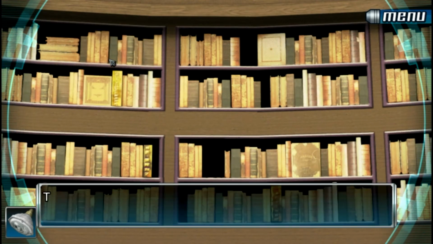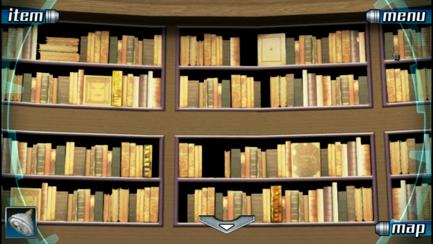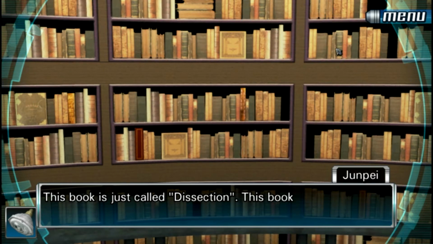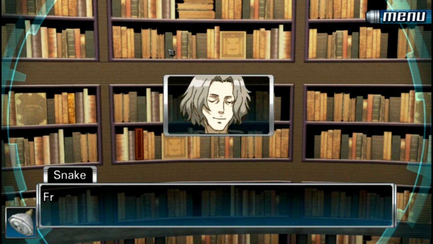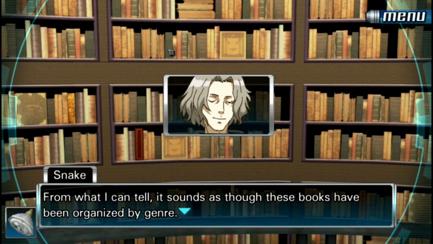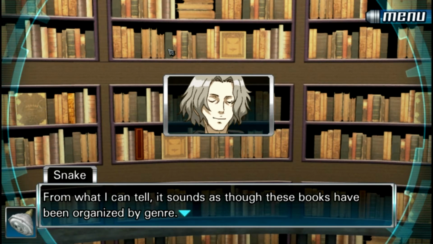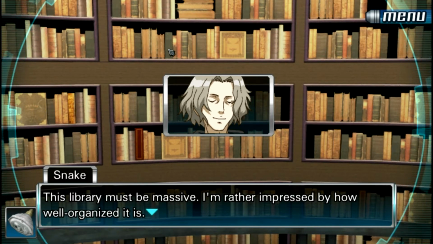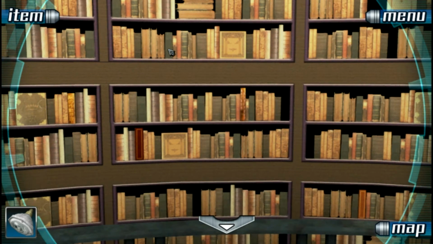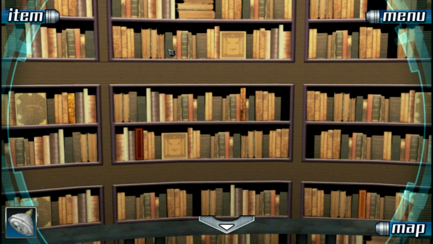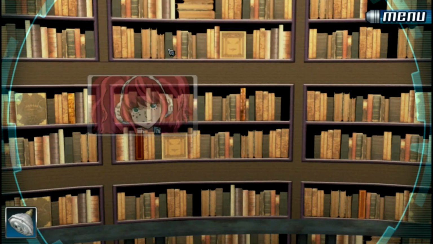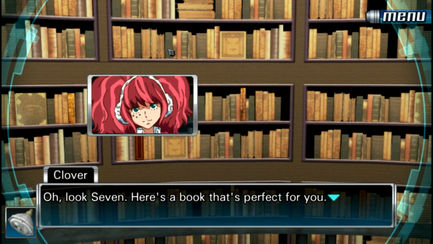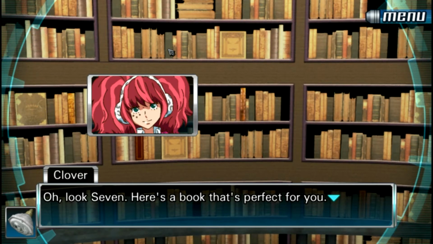Computer science, automated stuff, blah blah blah. What about this? Let's see this section up here. This book is just called Dissection. This bookshelf must be all medical books. Medical, really? From what I can tell, it sounds as though these books have been organized by genre. This library must be massive. I'm rather impressed by how well organized it is. Well, it is a library. Whether it's big or small, it has to be organized, otherwise you'll be looking for books forever if it's not organized under different genres.